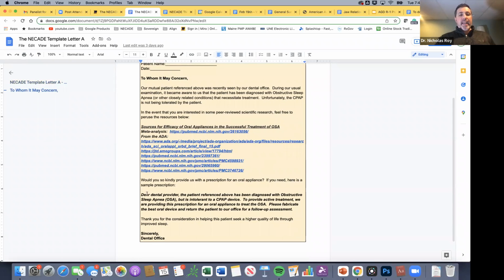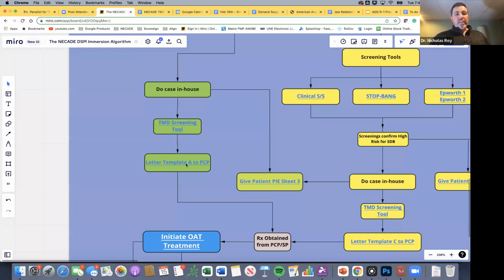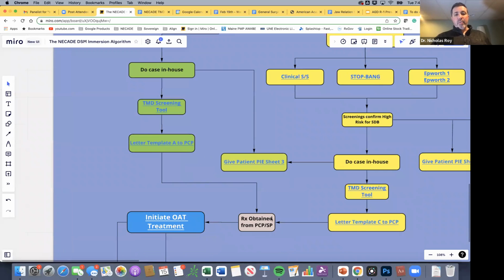Please provide a prescription, and here's a sample prescription for them to write to you so that you can then execute it. We're trying to make this as easy as possible. It's things like this that often prevent everyday clinicians that are busy doing hygiene exams and restoring teeth all day long. It's things like this that normally get in the way. We've made that all available for you. So you send that to the primary care physician with the hope that we obtain a prescription.